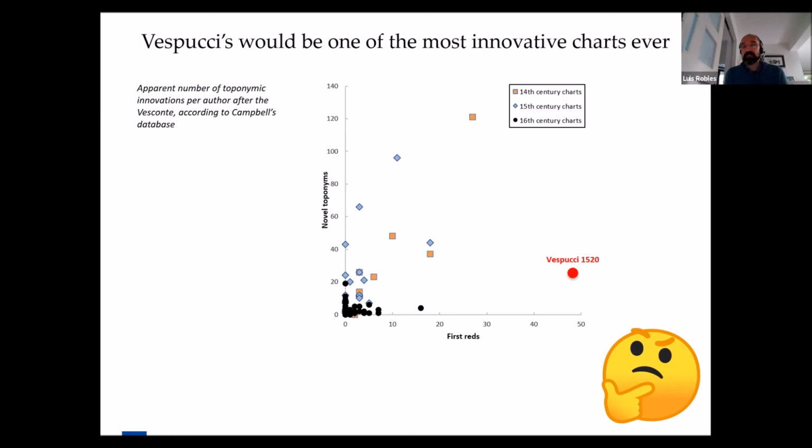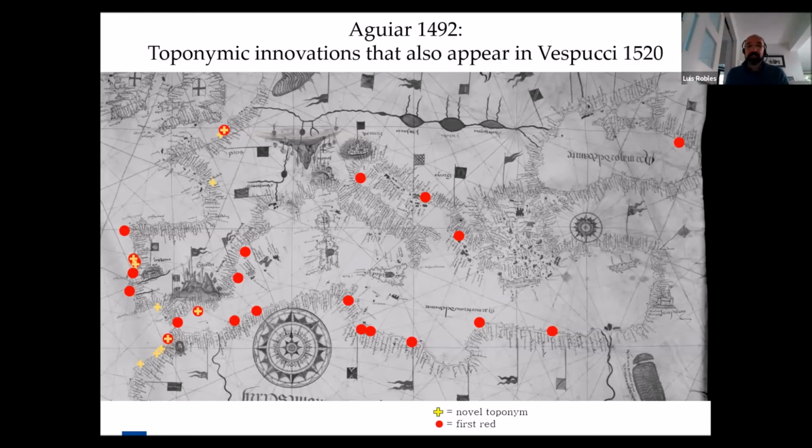So I set out and said, okay, what if I analyze contemporary charts of this one to see how they perform? Do I see this innovation in this chart? Do they even have the same toponyms as Vespucci? So I did that. I started with Jorge Aguiar, this oldest dated Portuguese chart. And I found that it contained a lot of toponymic innovations, but many of them were also present in Vespucci. So this meant that Vespucci was not that innovative. Many of his apparent innovations were already here 3 decades earlier. And somehow there was a connection between the two maps.